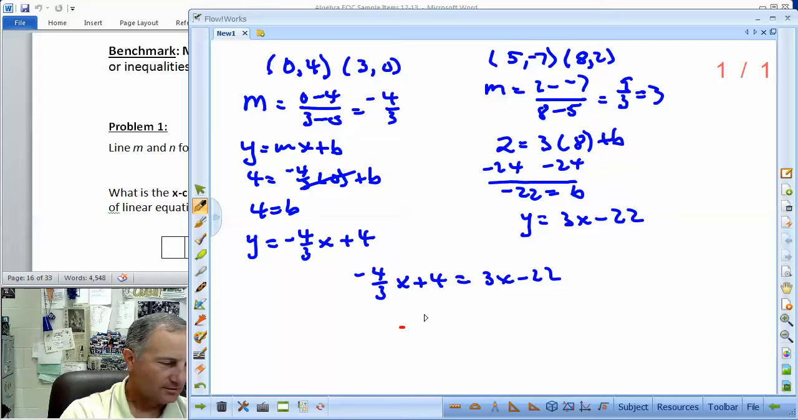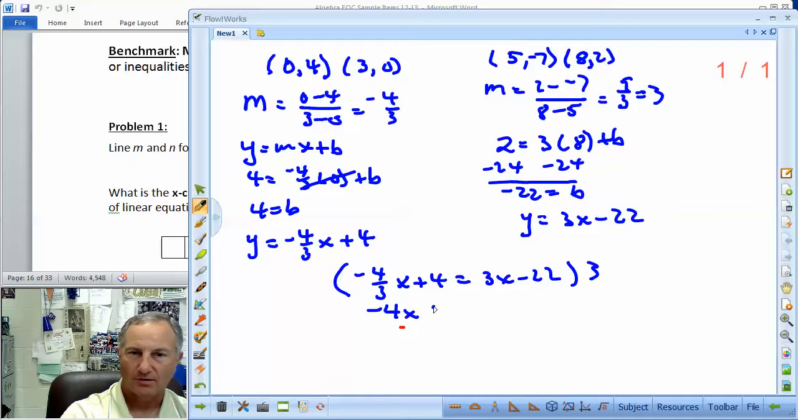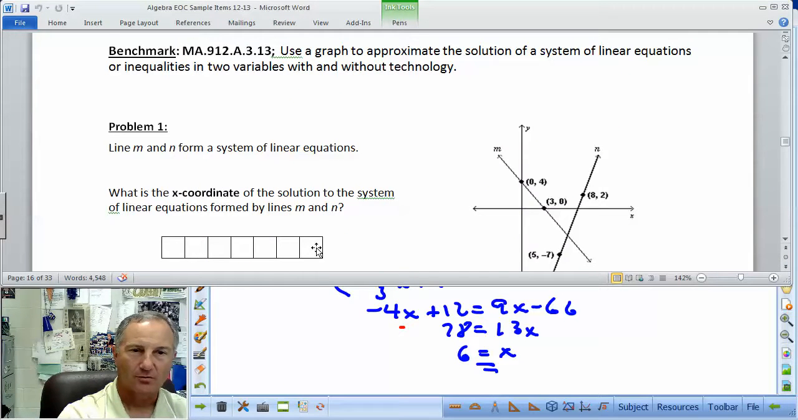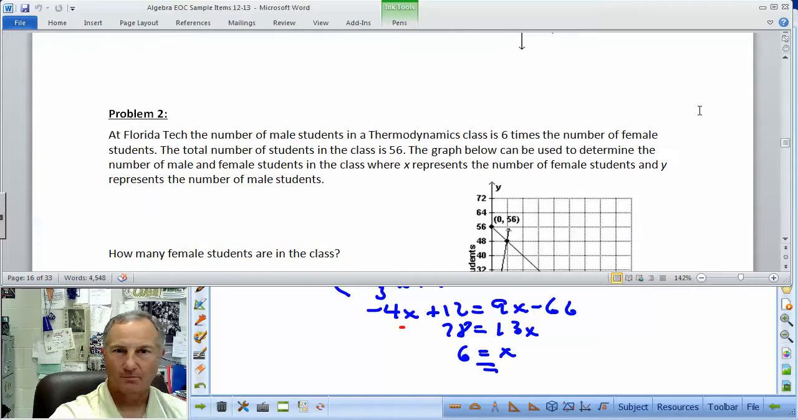I'm going to multiply everything through by 3 to get rid of this fraction. So it's going to cancel there. I'm going to get negative 4x plus 12 equals 9x minus 66. I'm going to add the 4x over here, which gives me 13x. I'm going to add the 66 over here, which gives me 78. Divide out the 13. 6 is my x. Okay, check the answer there. In 313, 6 is the answer. So you're either going to put it in the first box or the last box, but 6 is your answer. A lot of work to that one. Just the way it is.